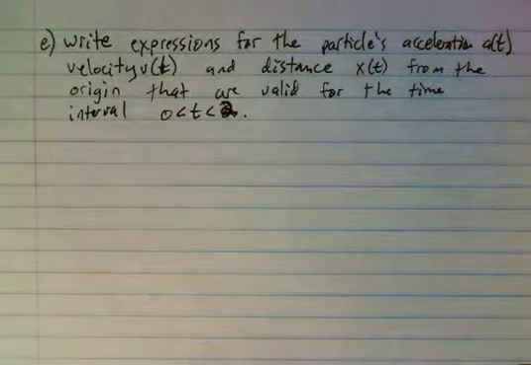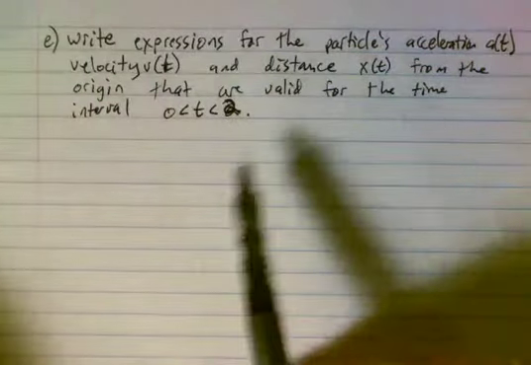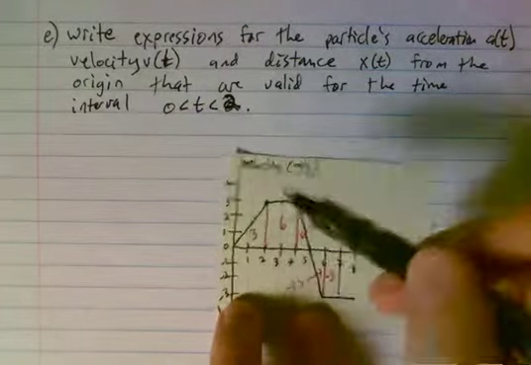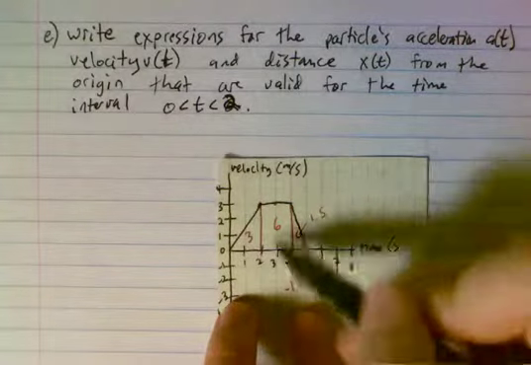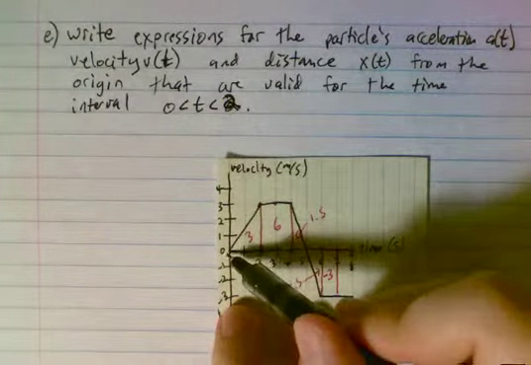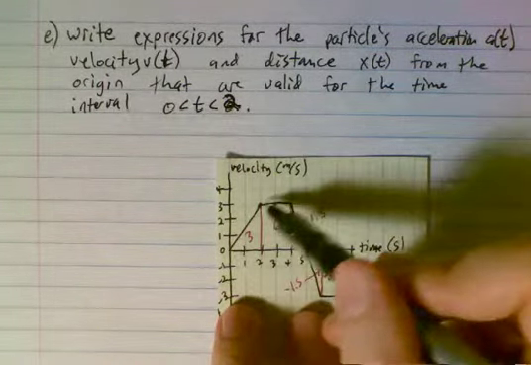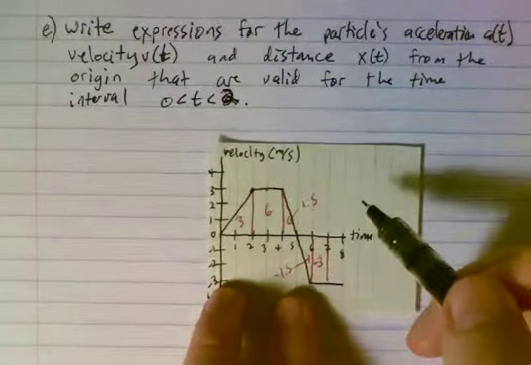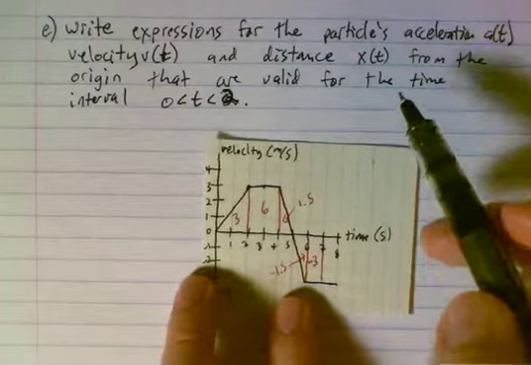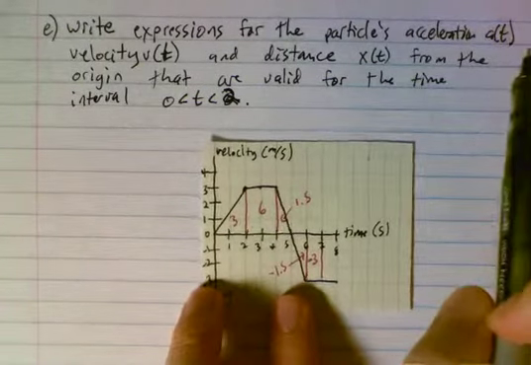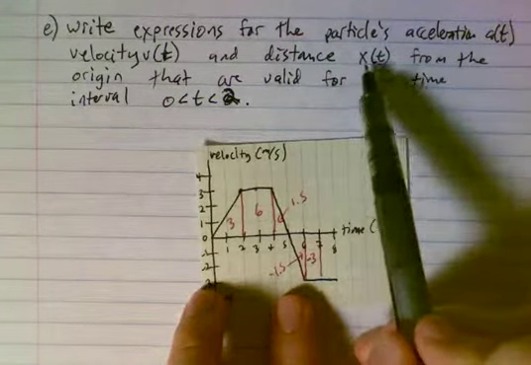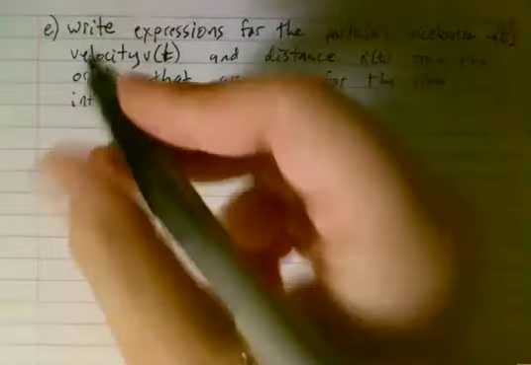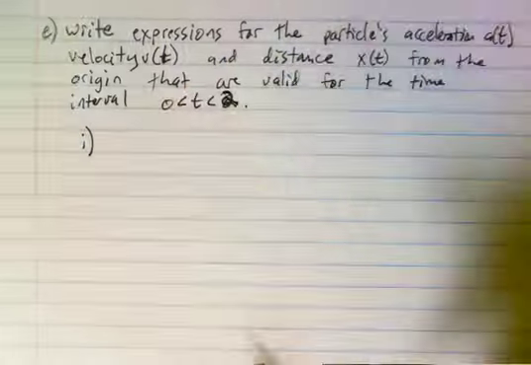Now this funky wording here, valid for the time interval 0 to 2, all that means is that we're only looking right here when t is between 0 and 2. We don't care about anything else, which is good because this is a different equation for this line than that line, than that line, than that line. So let's just start off at the top. Notice, by the way, that distance is going to be x of t, not p of t. Make sure that you write that correctly at the end. Let's see what we've got.